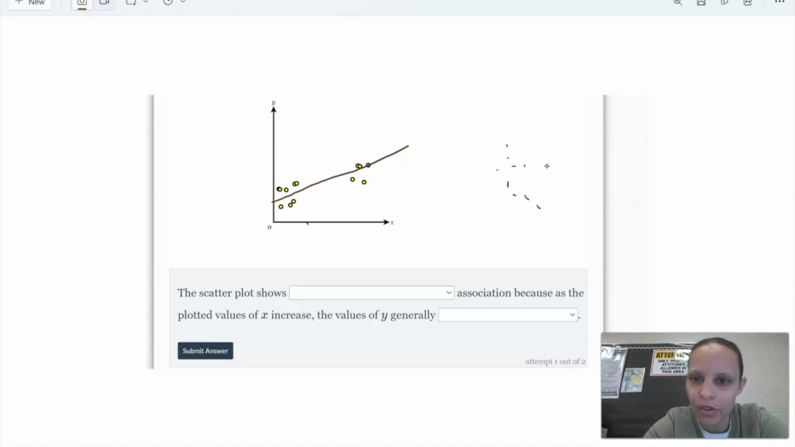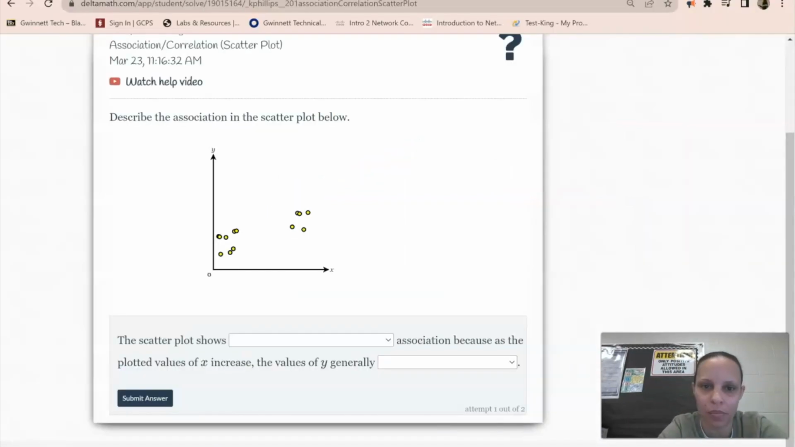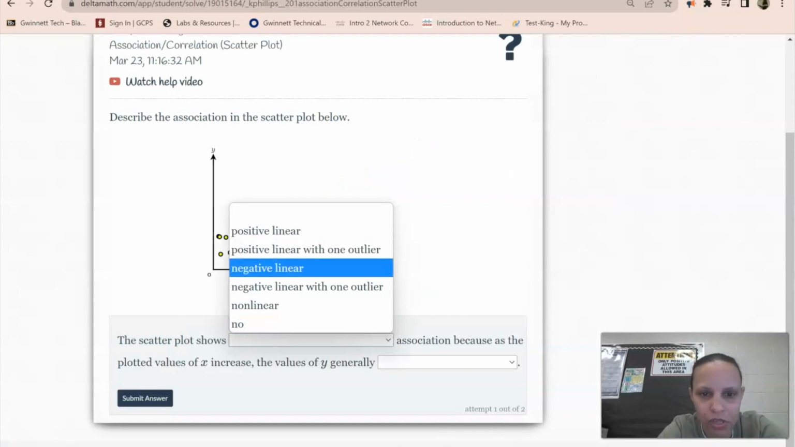If the scatter plot looked like this, what does that look like? That looks like a quadratic. So you just split the dots and see what's happening in the shape. Once you know what's happening in the shape, this is positive linear going up. So the scatter plot shows a positive linear.